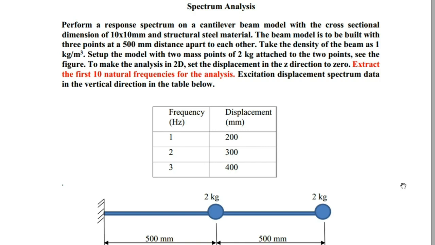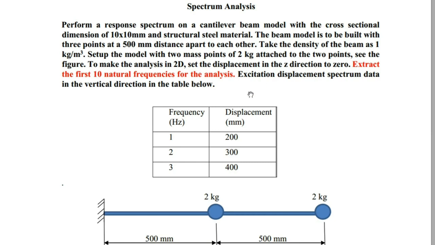Ansys Workbench. As you know the drill, the problem description is given to you. If you see this description, it asks us to extract the first 10 natural frequencies of this simple cantilevered beam. The beam model is built with 3 points at 500 mm distance apart from each other. If you take the density of the beam as a unit, set up the model with 2 mass points of 3 kg attached to the points.